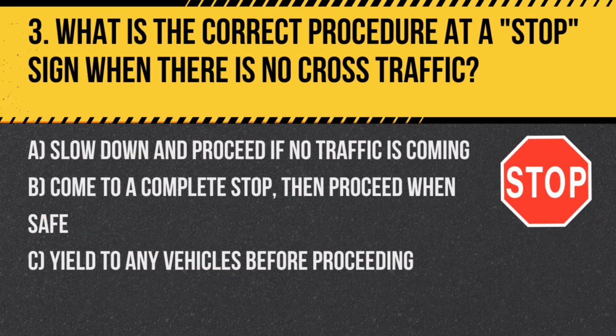Question 3. What is the correct procedure at a stop sign when there is no cross traffic? A. Slow down and proceed if no traffic is coming. B. Come to a complete stop, then proceed when safe. C. Yield to any vehicles before proceeding. Answer. B. Come to a complete stop, then proceed when safe. Always stop completely at a stop sign, regardless of traffic conditions.